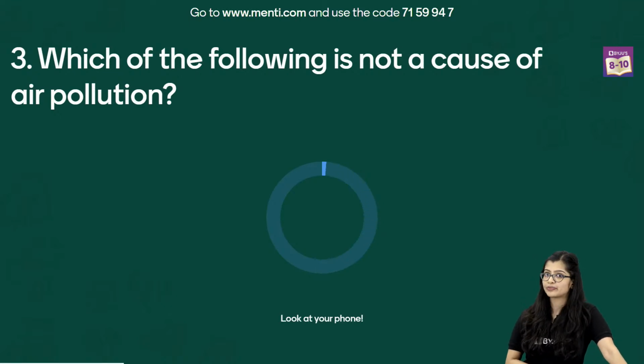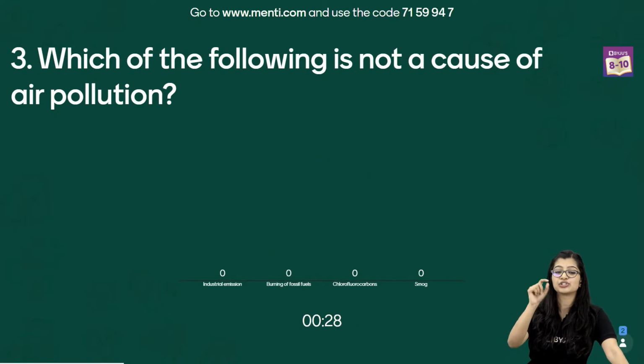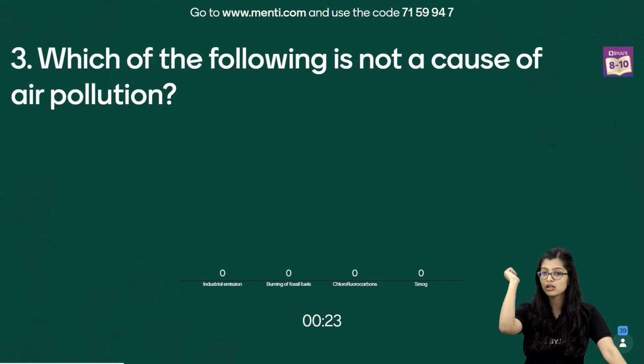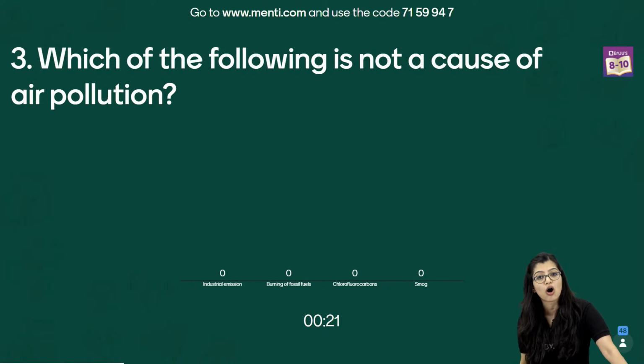Now, the next question that we have here is, which of the following is not a cause of air pollution? Mind you, they are asking about which is not a cause. Industrial emission, burning of fossil fuels, chlorofluorocarbons, or smog. Come on guys, 20 seconds left.